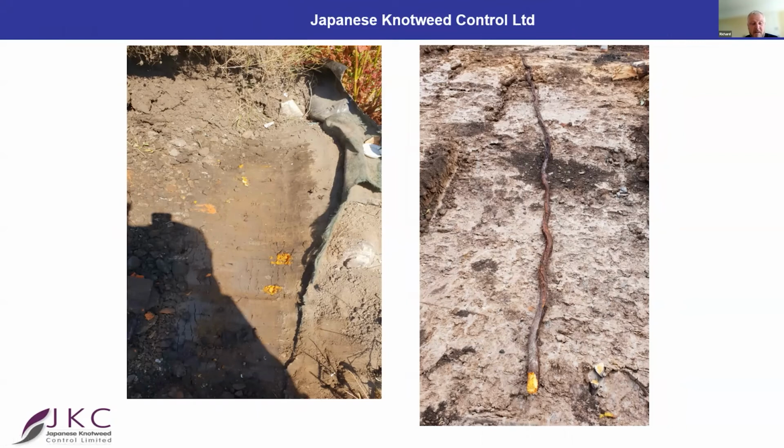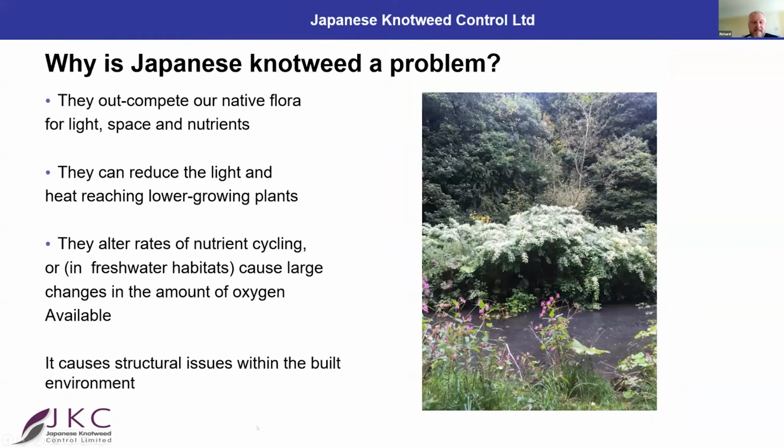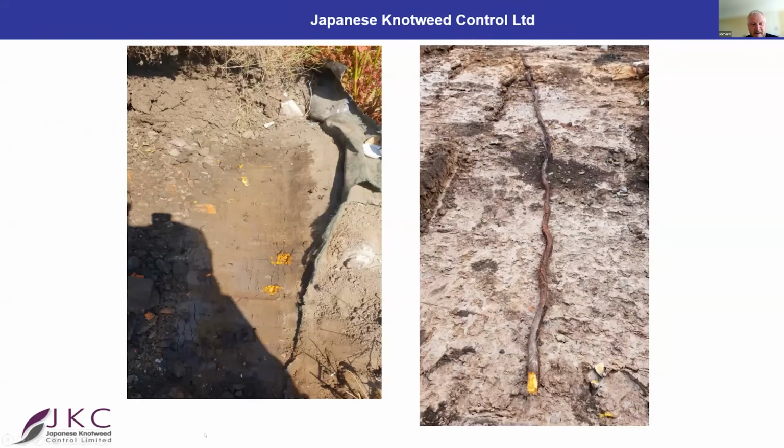So you can see when you use a ditching bucket, you can actually see where the rhizome is. It allows us to excavate on a much more specific scale rather than just doing a uniform excavated area. And you can see the actual rhizome there in the soil.